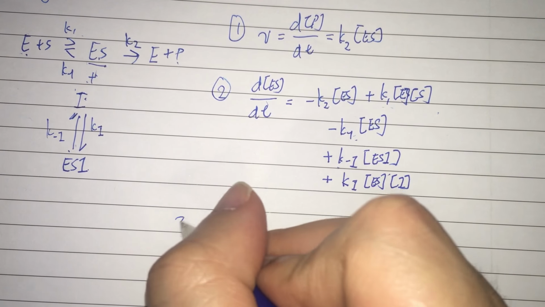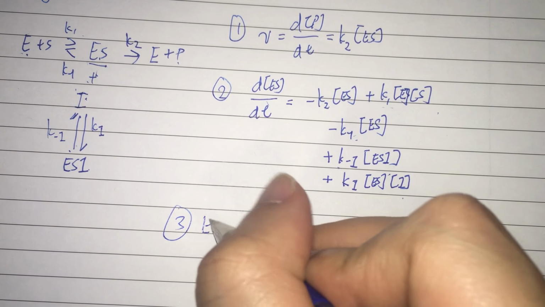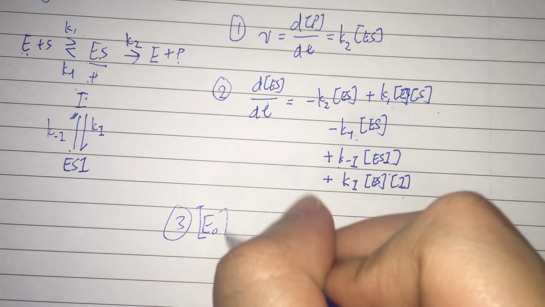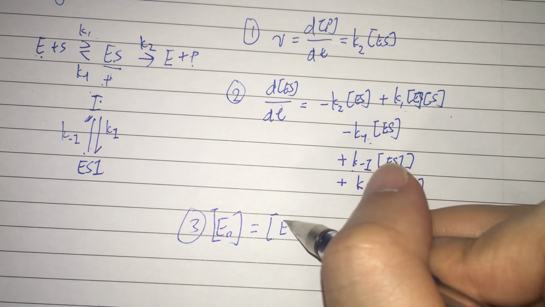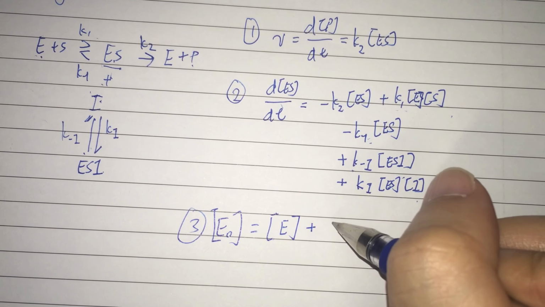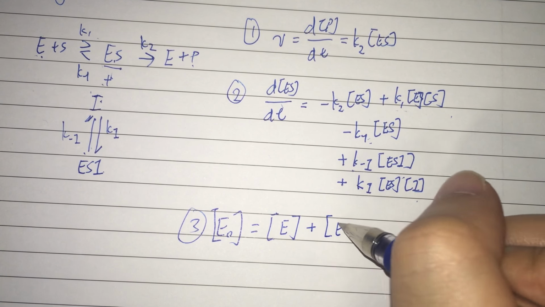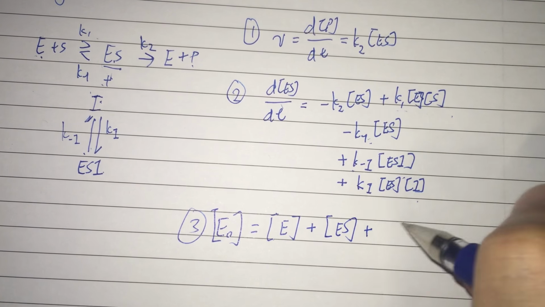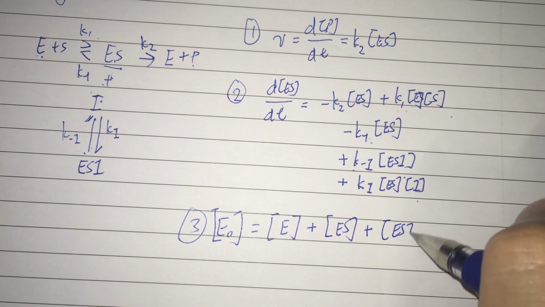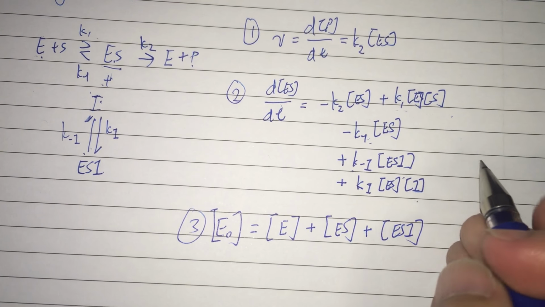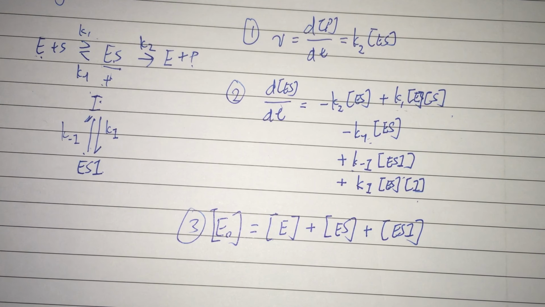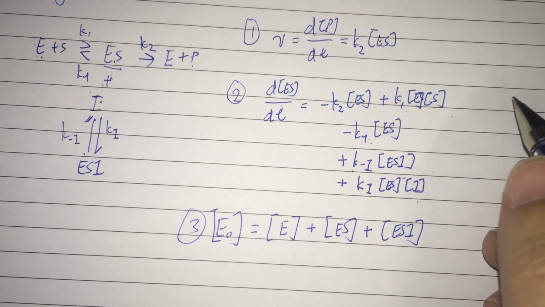And third, of course, you have the enzyme balance, where you have the total concentration of enzymes, which equals the total concentration of free enzymes plus the enzyme substrate complex plus the ESI, enzyme substrate inhibitor complex. So these are your three basic equations. You always start with this for Michaelis-Menten. And of course, what's next?